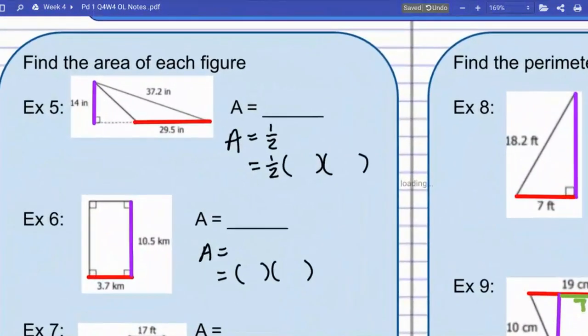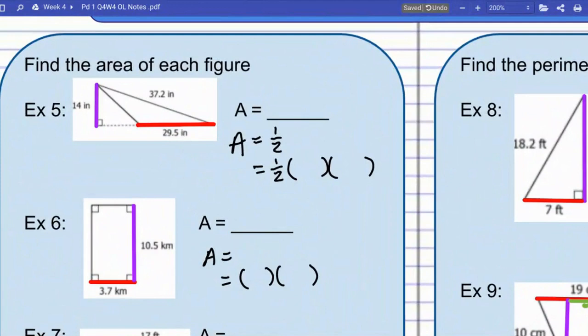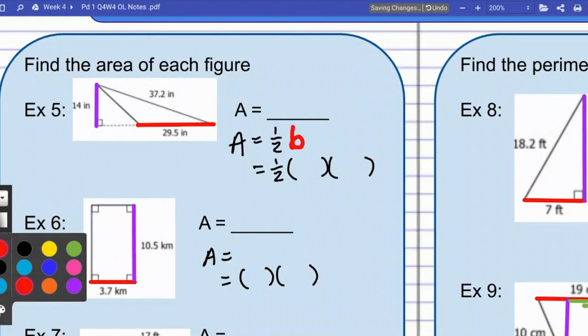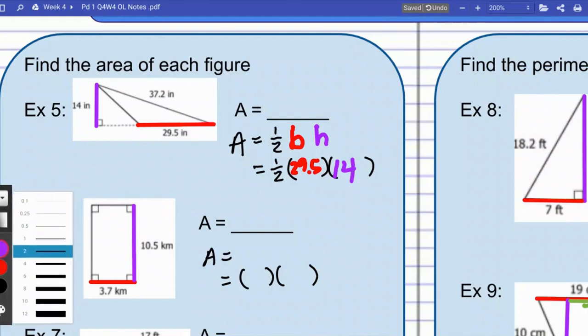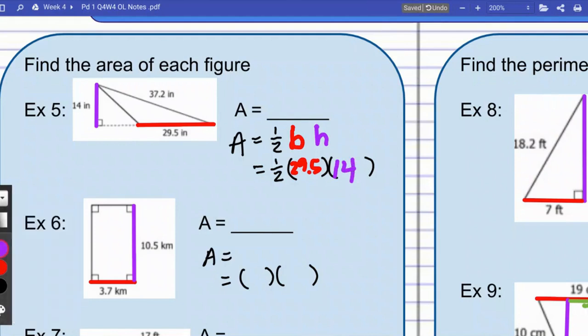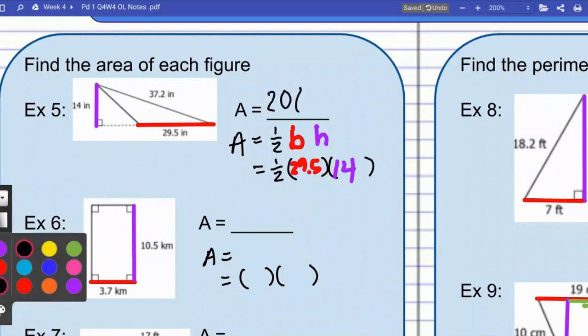If we want to find the area of the triangle in example 5, the area is just 1/2 base times height. My base is 29.5, and my height is 14. Multiply this together, 29.5 times 14. And then divide that answer by 2. I get 206.5. So the area of this triangle is 206.5 inches squared.